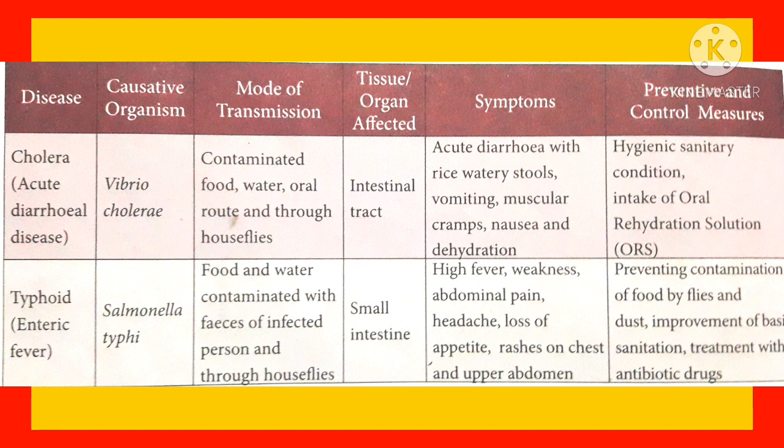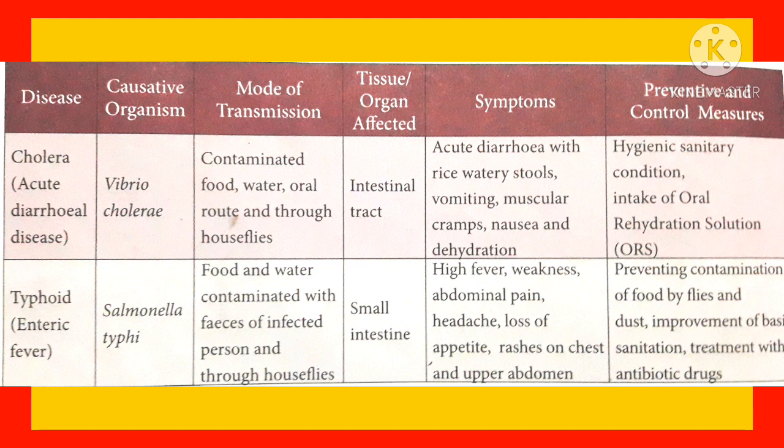So preventive measures: preventing contamination of food by flies and dust, improvement of basic sanitation, treatment with antibiotic drugs. Okay, first we have to protect our environment as well as our body, maintaining hygienic conditions. Then we have to prevent the houseflies, as well as take medicine, that is treatment with antibiotic drugs.